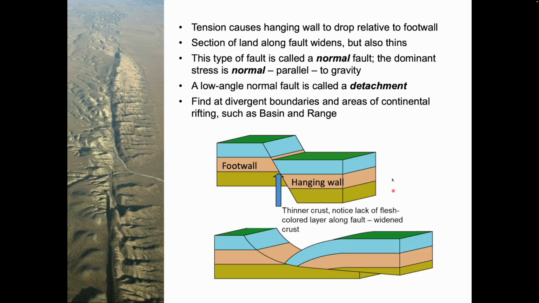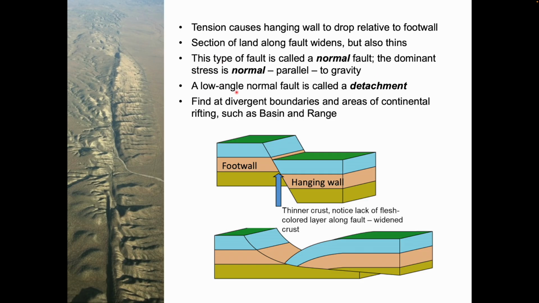So let's talk about what we call normal faults, where the hanging wall moves down relative to the footwall. This occurs when you have a tension stress. This causes the hanging wall to drop relative to the footwall. The section of land along the fault widens but also thins, and that's important. This is called a normal fault. The dominant stress is normal, or parallel to gravity, and that's a physics term. The normal stress is also synonymous with gravity on Earth in most conditions.